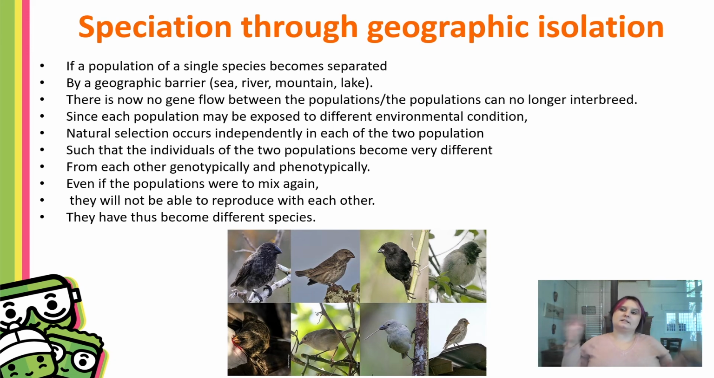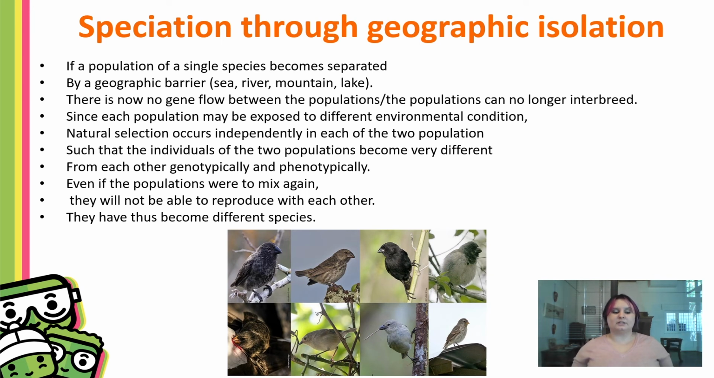Now the environment is slightly different on the different sides of the river, and so these different populations are exposed to different environmental conditions. Natural selection is going to occur independently on each population. So what might be a favorable characteristic for survival on this side of the river might not be the same as on the other side of the river. So that's what we mean by natural selection occurring independently, so that the individuals in the two populations over time are going to become genotypically and phenotypically different from one another.